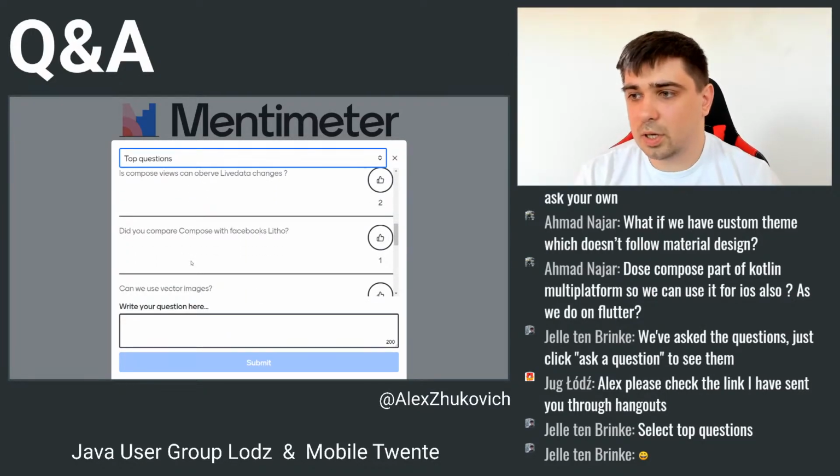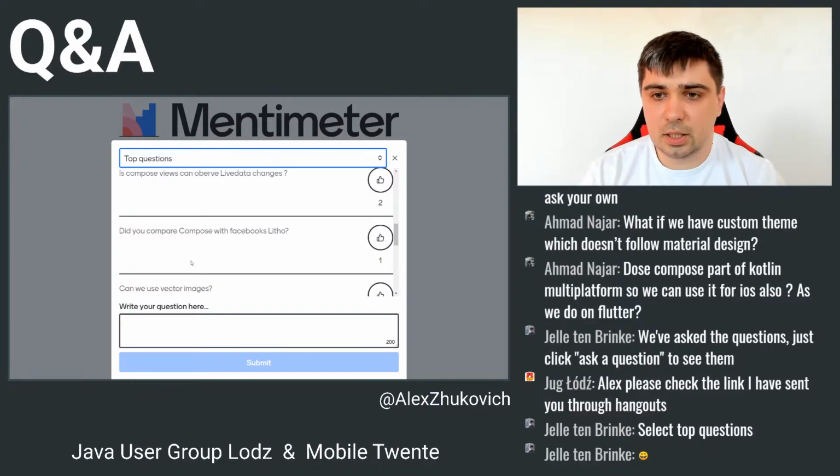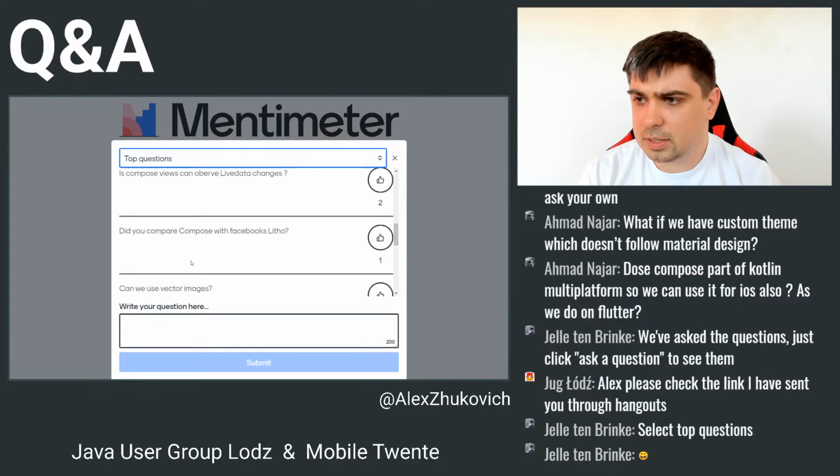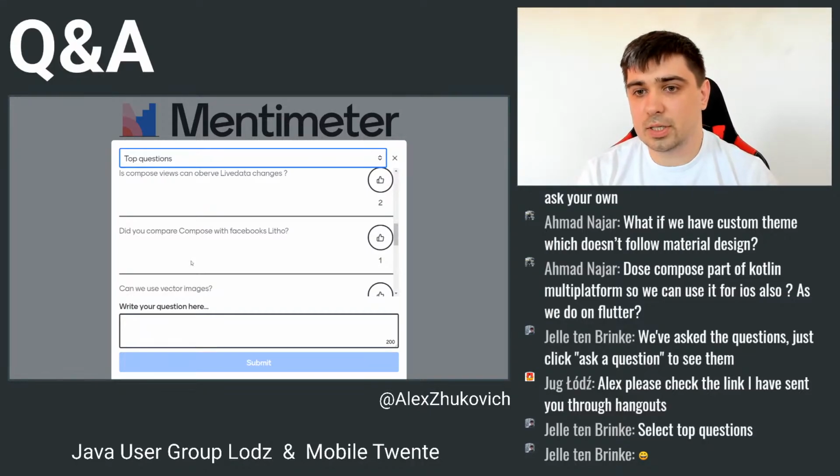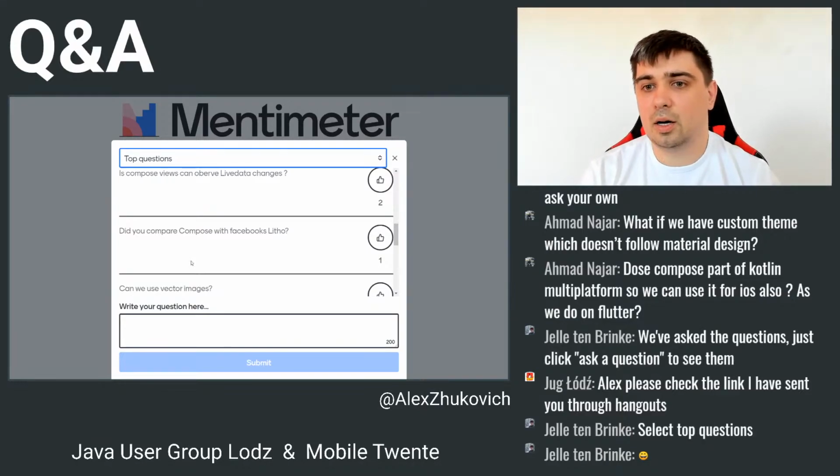Did you compare Compose with Facebook Litho? Not really. Maybe I'm wrong, but as I know, Litho uses the current view framework under the hood, and it's not really fair to compare them because they use fully different approaches. In addition, Jetpack Compose is in developer preview right now, and it's not really fair to compare something in developer preview that improves from version to version with something which was released. I think it's a good topic to compare them on the release of Jetpack Compose, and based on it we can say if it makes sense or not.